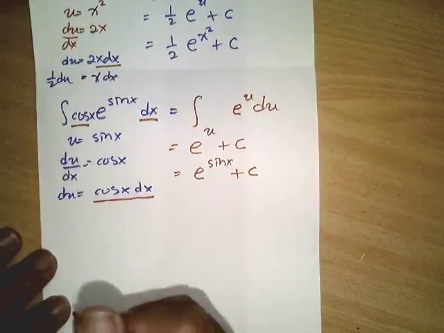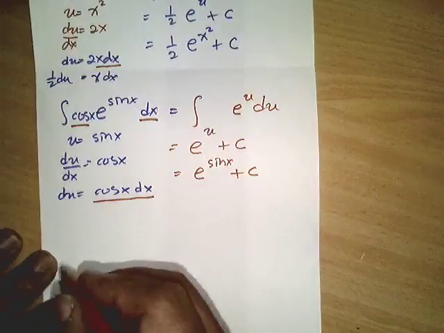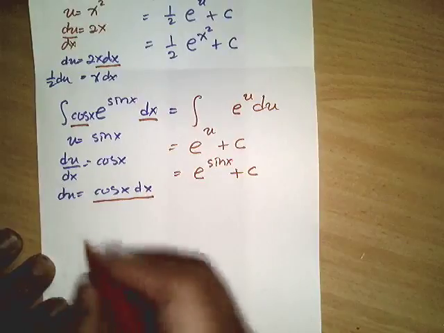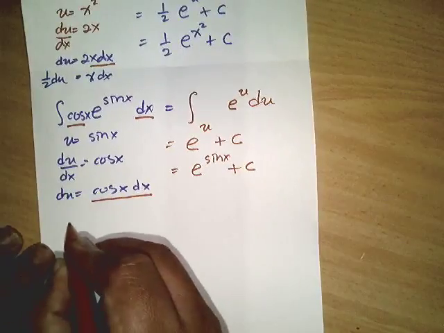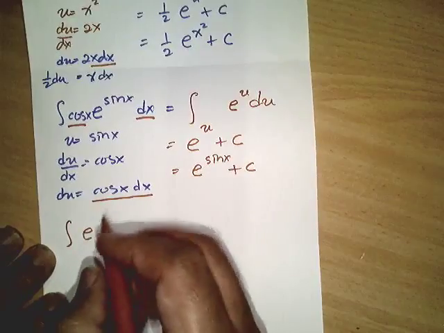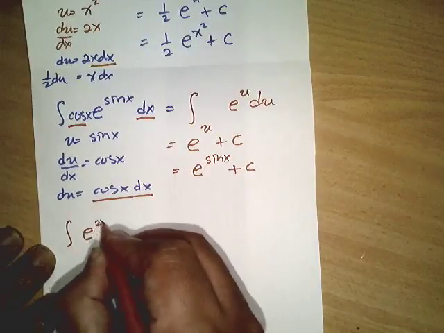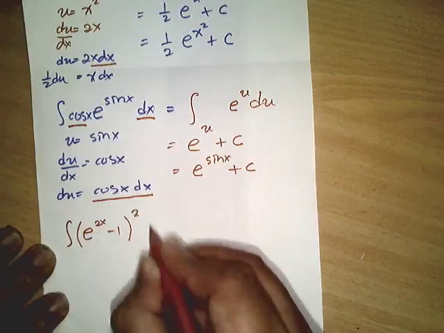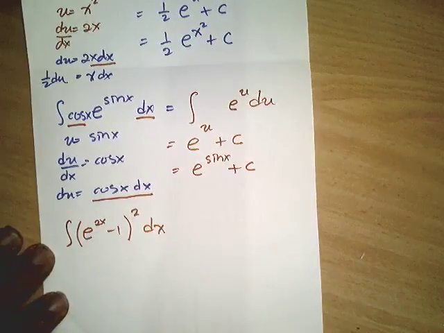Let's try another example. This may not be substitution, but let's just try. Suppose you have the integral of e to the 2x minus 1, times e to the 2x minus 1, but this is raised to the 2, and that is dx.